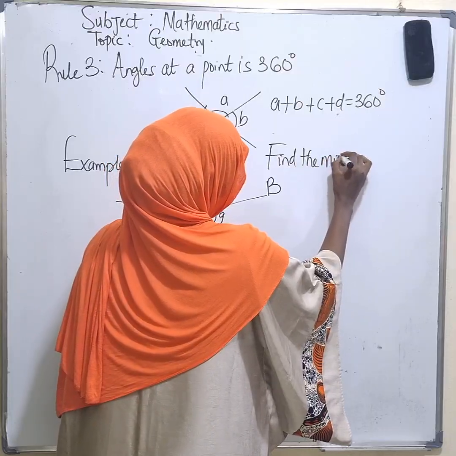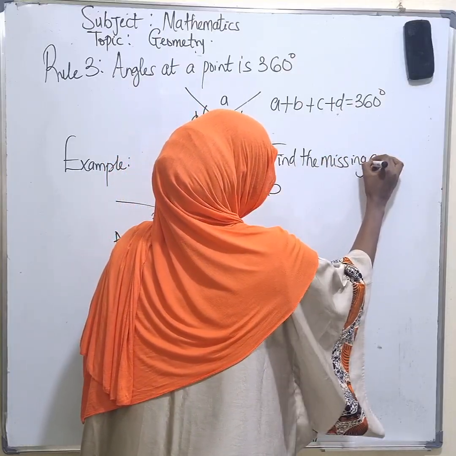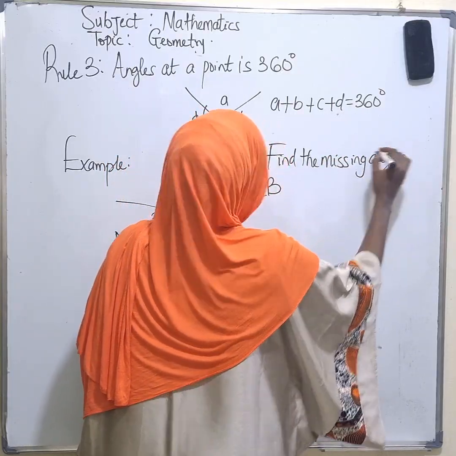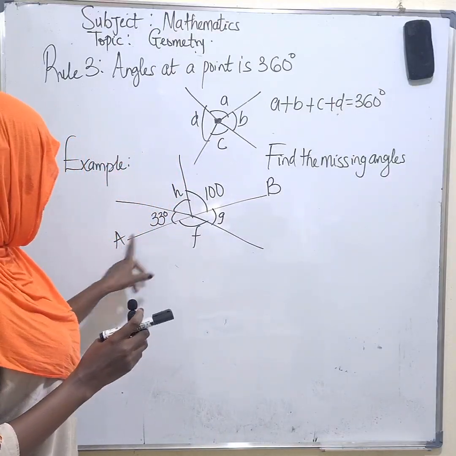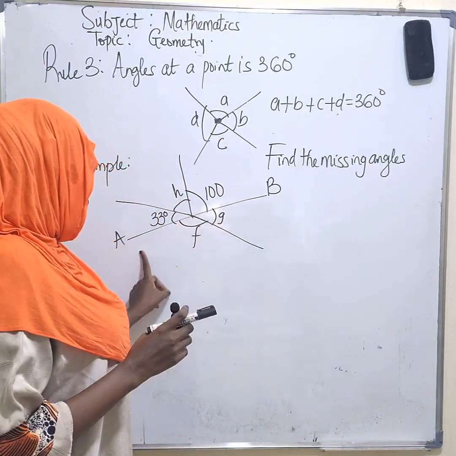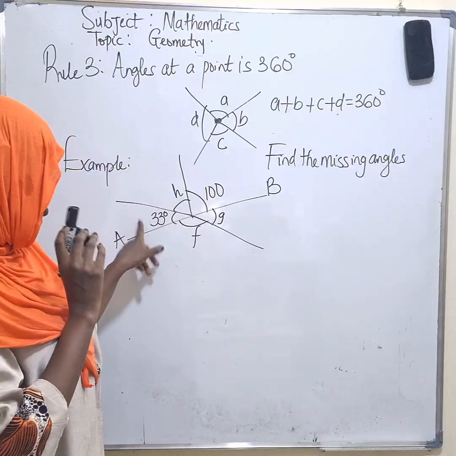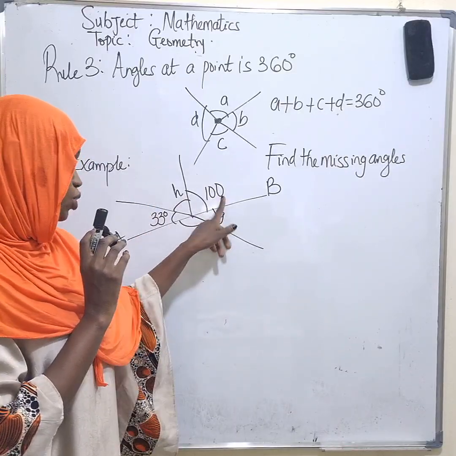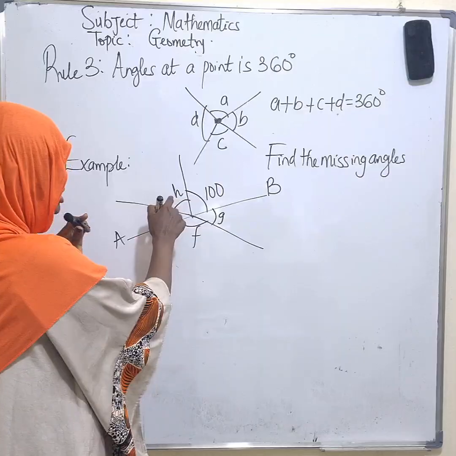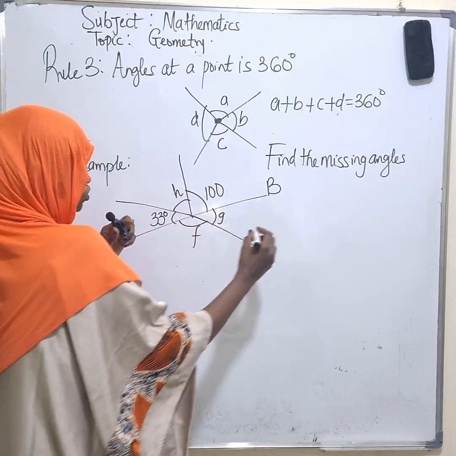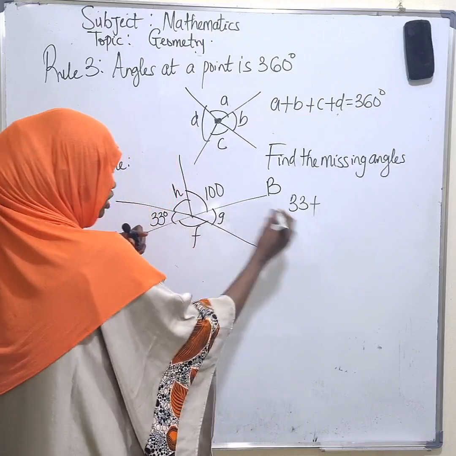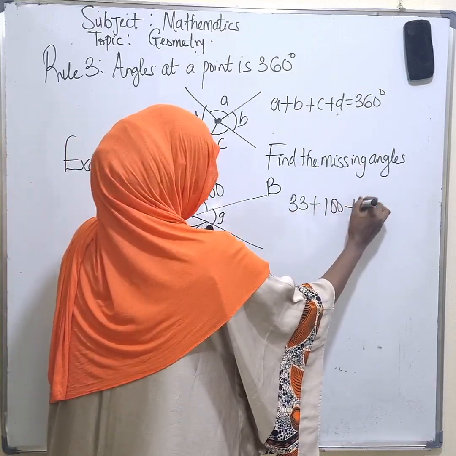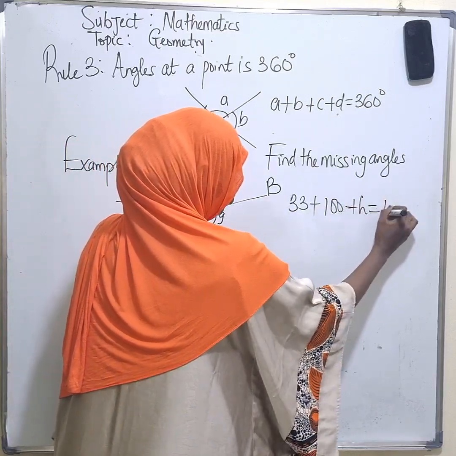Looking at the diagram, we have a straight line AB. And on this straight line AB, we have three angles: 33 degrees, H, and 100. So we can start with this. Let's get angle H. So this becomes 33 plus the other angle, which is 100, plus H equals what?